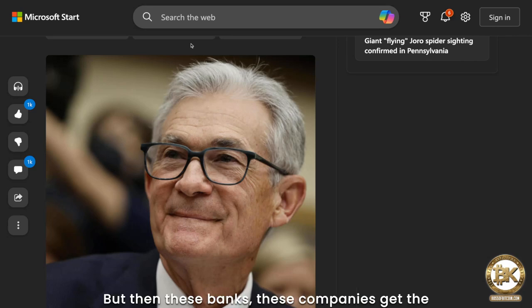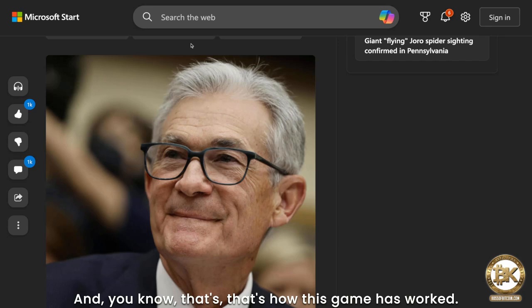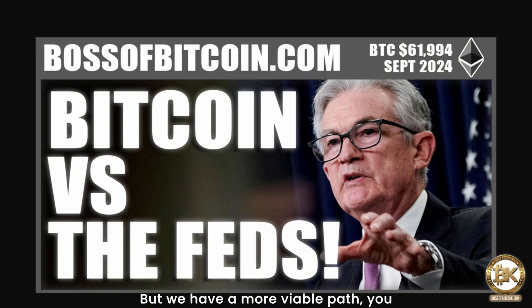But then these banks, these companies get the money, and they're supposed to go develop R&D, come out with some amazing new technology, change the world. All they're doing is going out to Wall Street and buying up their stock. So they buy out the regular people, push the price up, and increase the value for the shareholders, common and preferred. And now you've got a situation where it's just siphoning wealth from the general population. That's how this game has worked, and that's how it will continue to work. But we have a more viable path, through blockchain technology.